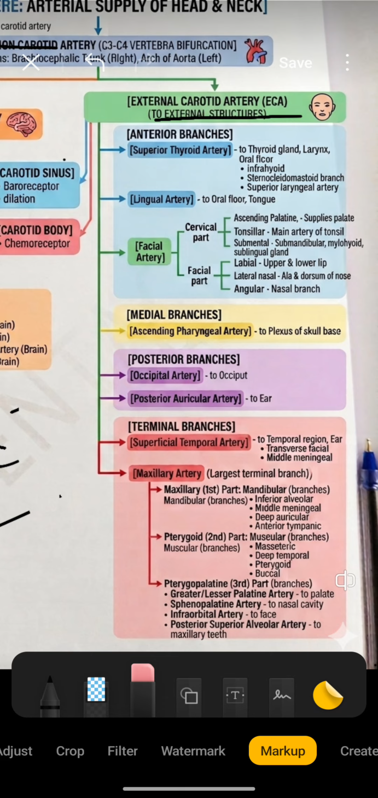Okay, during thyroidectomy, the main thing to remember is that the superior thyroid artery supplies the thyroid gland and larynx, and the accompanying nerve with it is the external laryngeal nerve. The superior thyroid artery has four branches: infrahyoid, sternocleidomastoid, superior laryngeal, and the fourth one is the glandular branch, which is not mentioned here. You can write it down.